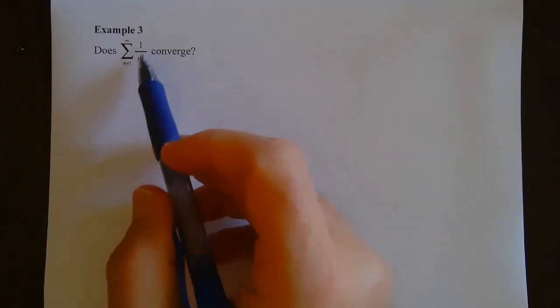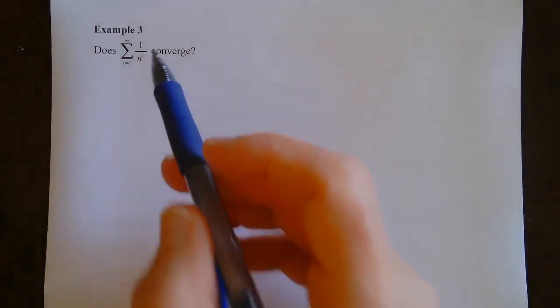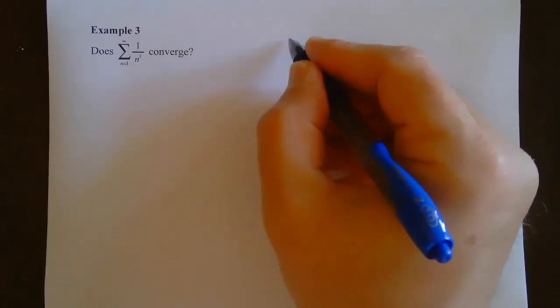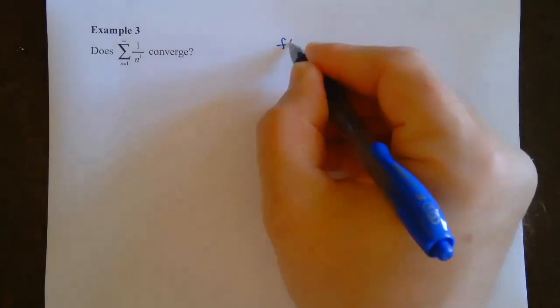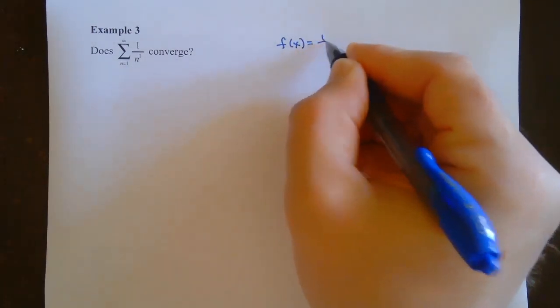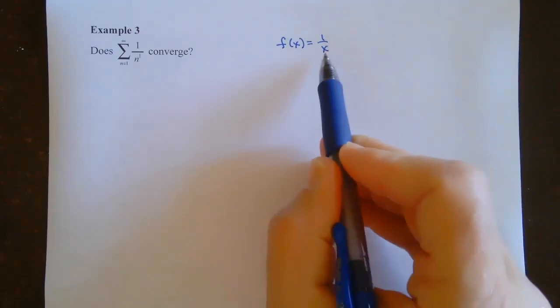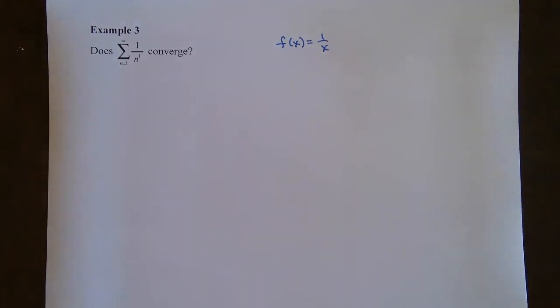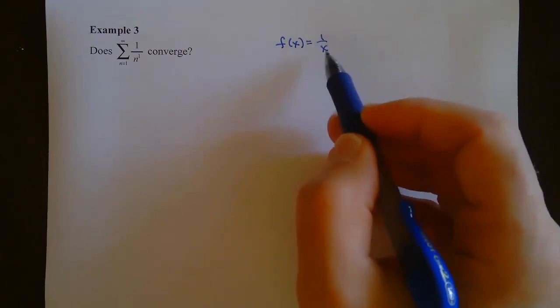For example 3, does the sum from n equals 1 to infinity of 1 over n converge? Again, this is the integral test. So for the integral test, we have to show f of x is 1 over x. And what do we know about this? Is it positive for x greater than or equal to 1? Yes. Any positive integer, like 2, 3, 4, and that's true from 1 on, right?